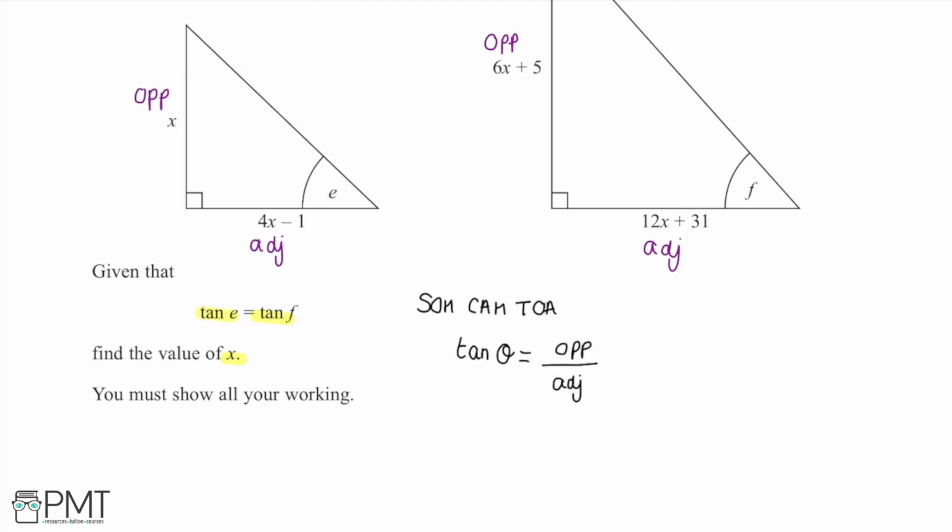Now what we can write out is tan of the angle E this time. So tan of E is the opposite over the adjacent. So tan of E is equal to X over 4x minus 1. And we can do tan of F as well, because that's what we're looking to find here, so we can get an equation in terms of X. So tan of F is the opposite over the adjacent, so 6x plus 5 divided by 12x plus 31.